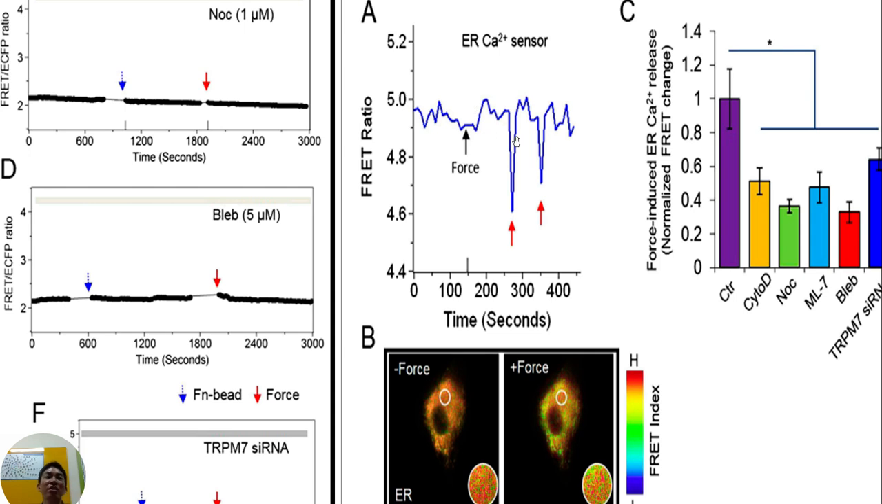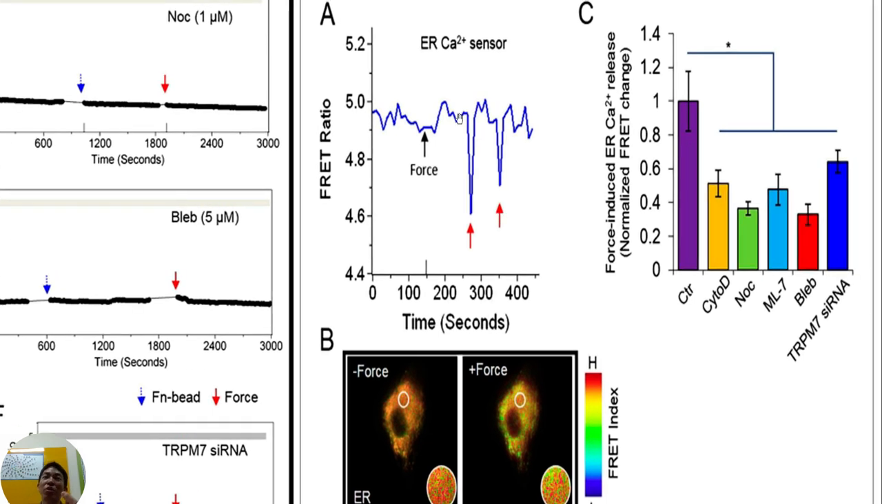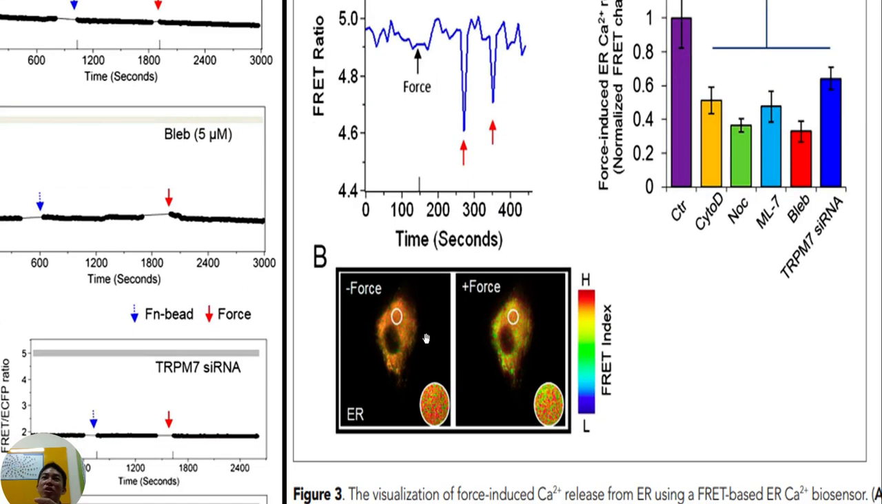When I did 1 second, I could not see this kind of calcium oscillation from the ER. But when I decreased the gap time from 1 second to 0.5 second, finally I could see it. Very sensitive. So this decrease of the calcium sensor means that this time the ER is released and then quickly comes back, but this time is very short. Okay, so this is their image.